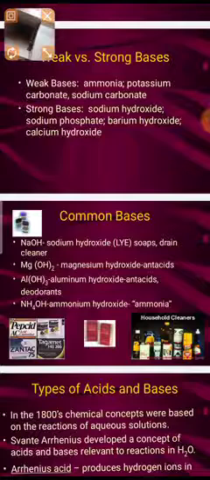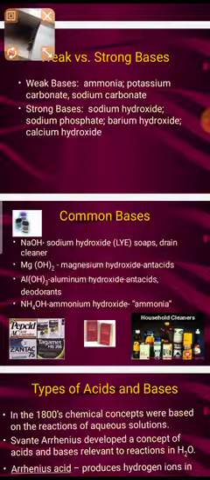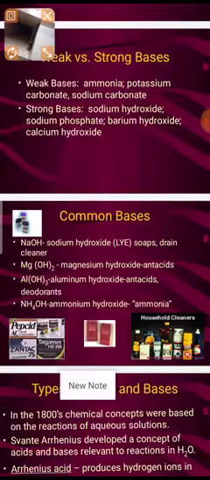Magnesium hydroxides are used as antacids. So whatever antacid tablets are there, they are made up of magnesium hydroxide. Aluminum hydroxide, Al(OH)3, is also an antacid and is used in deodorant also. NH4OH, ammonium hydroxide, that is the ammonia which we use in beauty parlors, household cleaners, etc. Types of acids and bases.